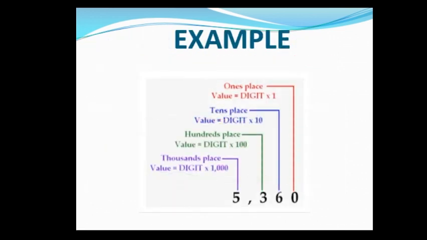Now one more example. Place value of ones is equal to the digit multiplied by 1, place value of tens is equal to the digit multiplied by 10, place value of hundreds is equal to the digit multiplied by 100, and place value of thousands is equal to the digit multiplied by 1000.